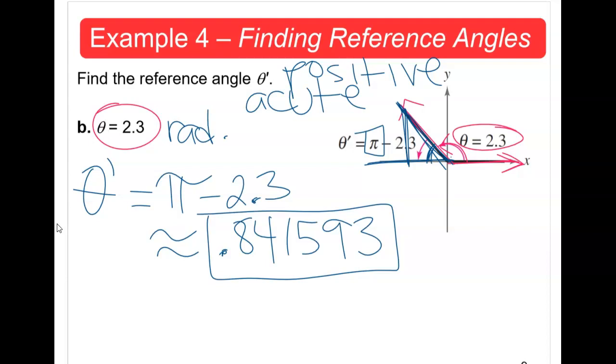So if they say round it to, I don't know, 3 digits after the decimal point, then it will be 0.84. You only look at the fourth digit, which is a 5, and that will turn this one into a 2. Any number that is 5 or bigger will make the digit before it go up. So that's how you will round it.